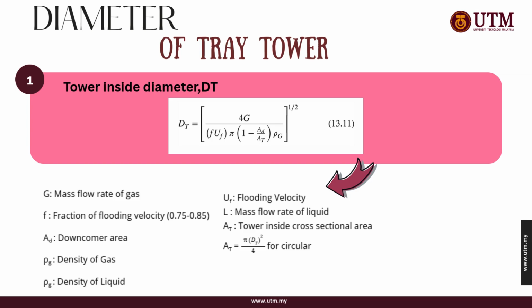For tray towers, the diameter is typically determined to prevent flooding and ensure efficient vapor-liquid contact. Here are the formulas to determine the tower inside diameter, dt, which is obtained from the Seader textbook equation 30.11. The steps to calculate the dimension are shown as follows.